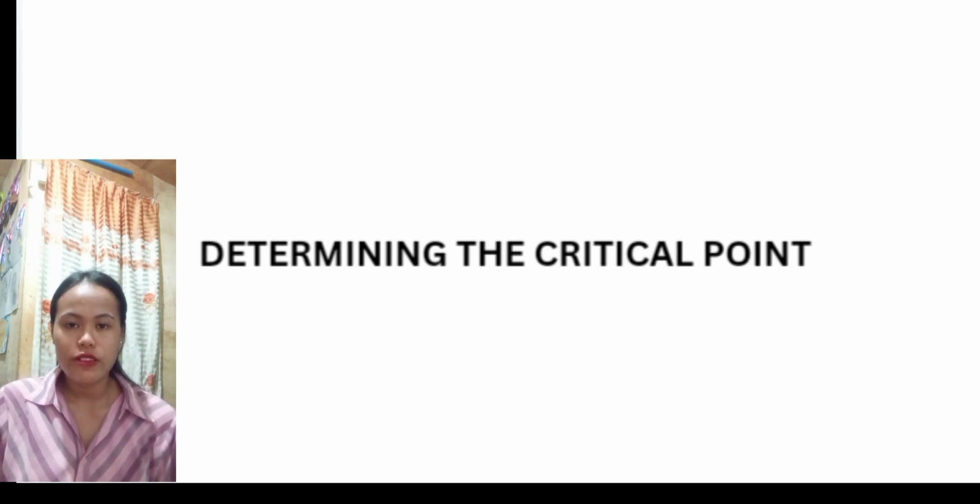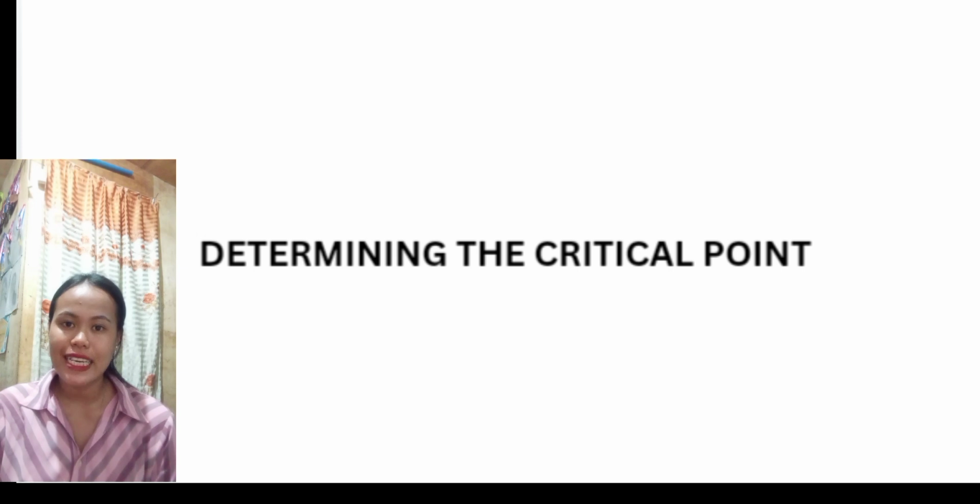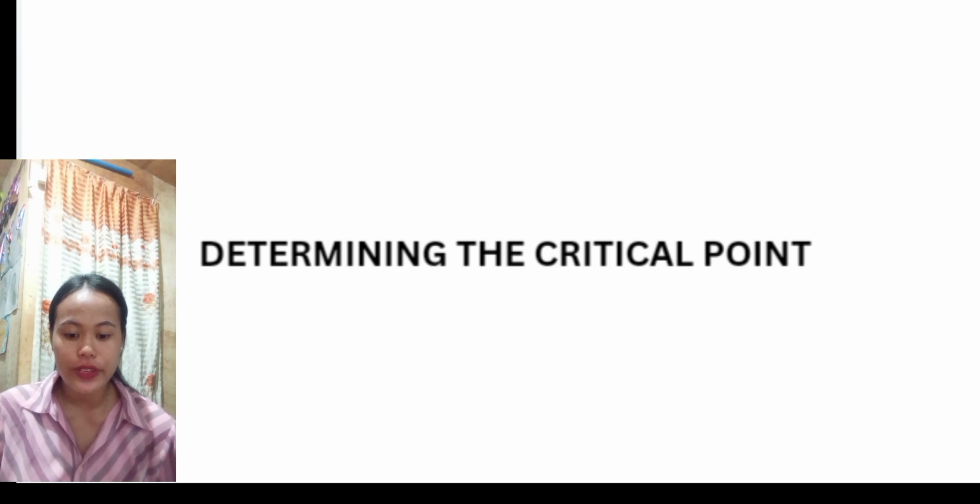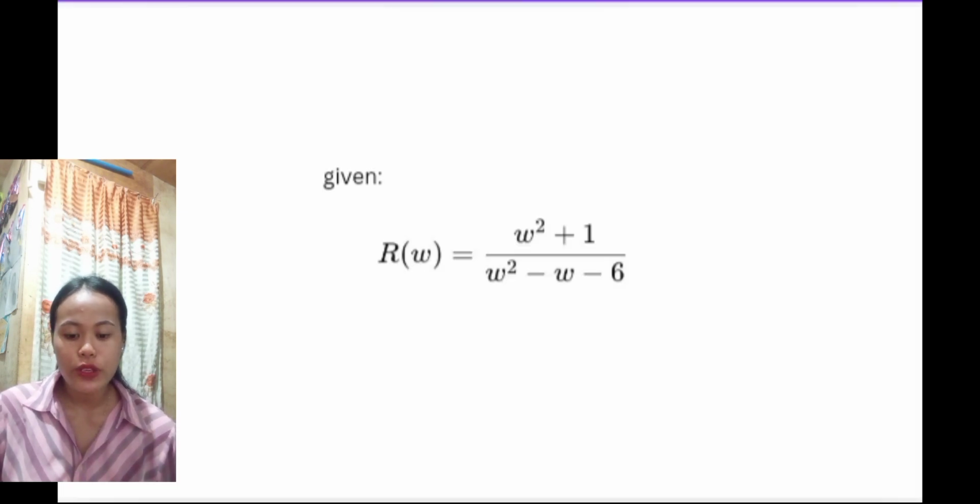Hello, this is Juliet Gastador Maramara from BZ Math 3, and for today we are tasked with finding the critical points for the rational function. Here's the given equation: R of W is equal to W squared plus 1 over W squared minus W minus 6.